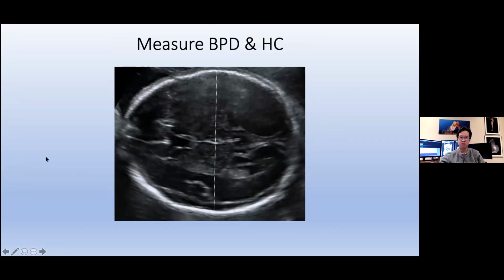Okay, so this is your biparietal diameter. You measure from the outside of the calvarium to the inside of the calvarium on the opposite side. It should be at the midline, right, or the middle of the head, and it should bisect the thalamus there. The head circumference, you go from the outside generally to the outside of the calvarium.